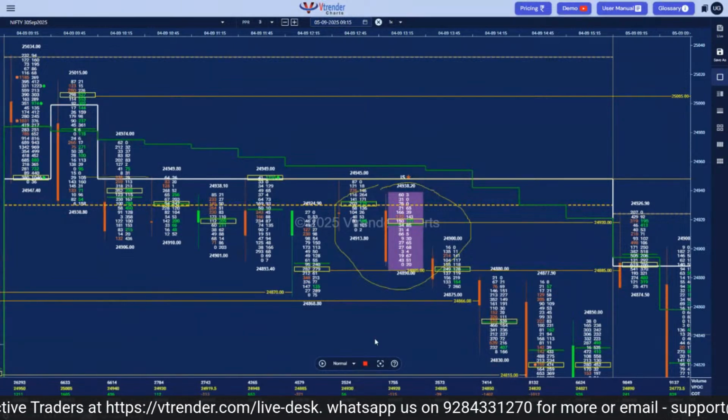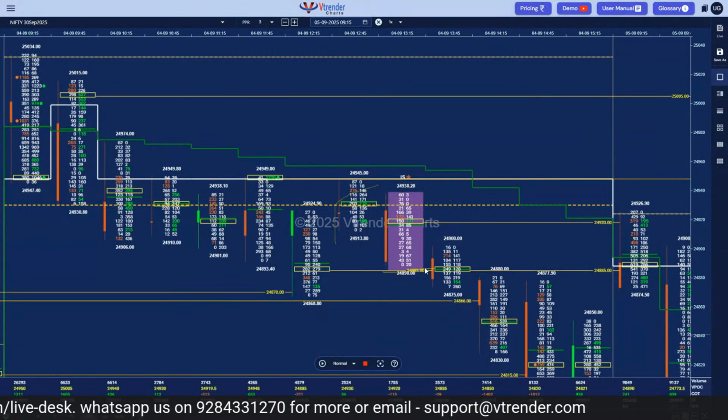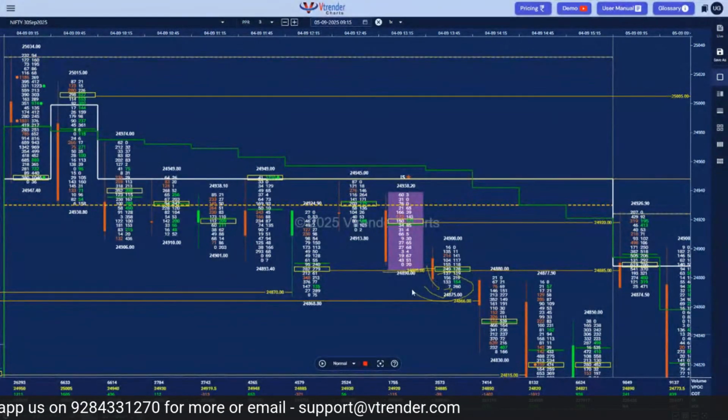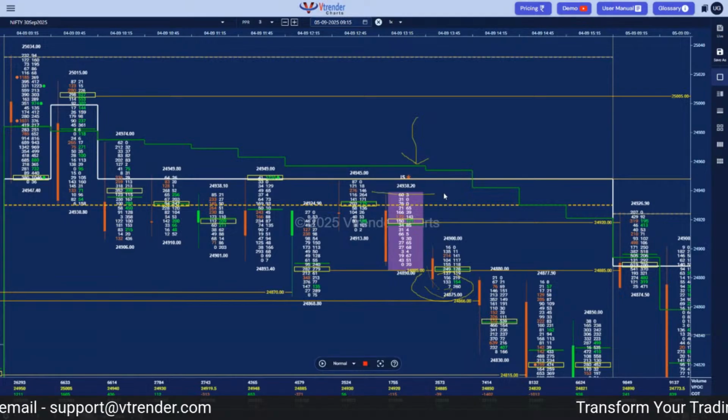So what are the rules of the IS30? 24890 is the low of the IS30. So we break below this and we get volumes, and this IS30 gets activated. And what will be the stop loss? The stop loss would be this high.